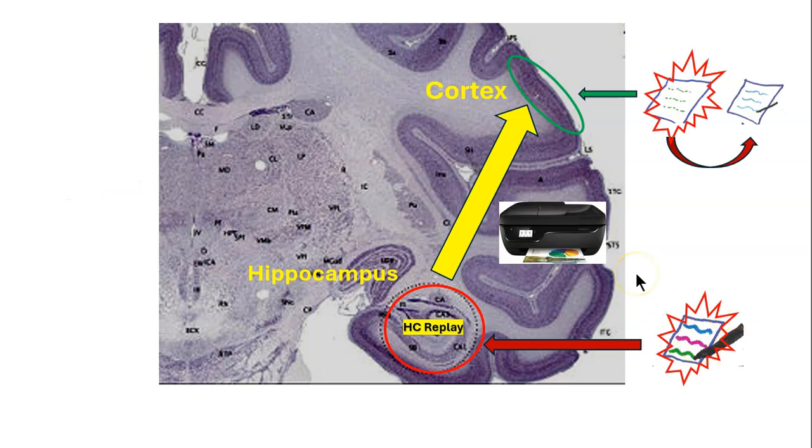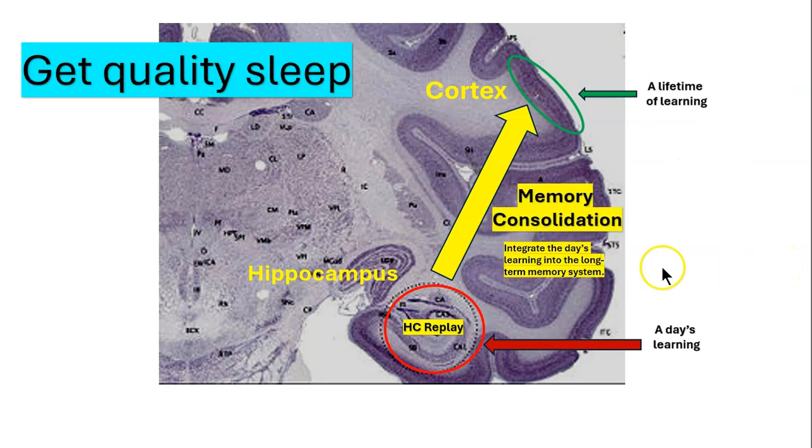And in a previous lesson, we used the analogy that the hippocampus is like a printer, printing memories into the long-term memory system. So we're applying more ink. We're going to reactivate the hippocampal memory traces to reactivate the cortical memory traces for the purpose of strengthening them, writing more ink to it, strengthening those synapses. So memory consolidation integrates the day's learning into the long-term memory system.